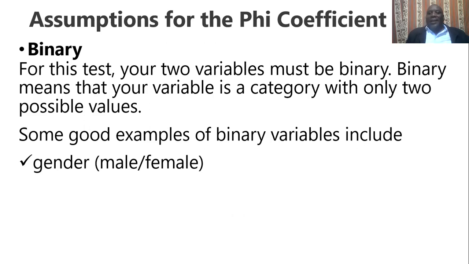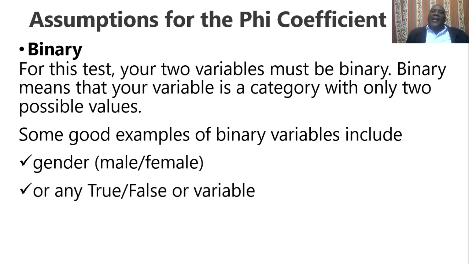Another one is when you are using a scale where a respondent says whether it's true or false. Another kind of dichotomous or binary variable is when somebody is using a scale of yes or no.